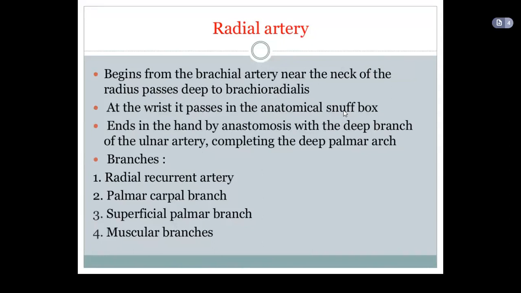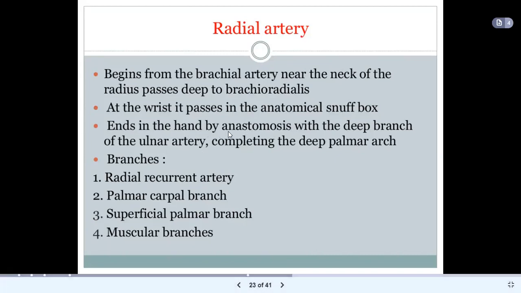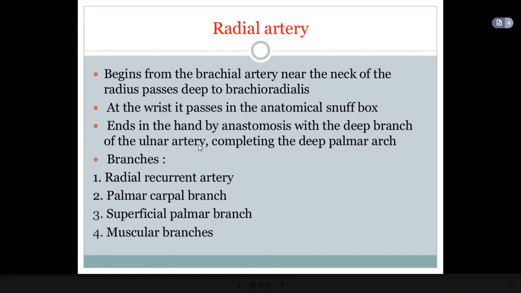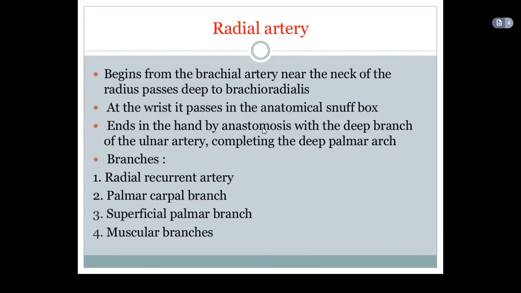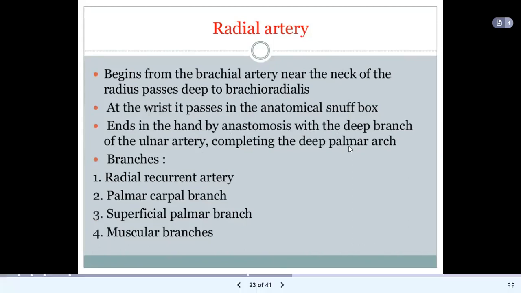The artery passes there, and it is around that place that we take the pulse, the radial pulse. So know that there is an anatomical snuff box around your wrist. So the radial artery passes through that anatomical snuff box. And then it ends in the hand by anastomosis with a deep branch of the ulnar artery. So the ulnar artery has a deep branch, which will anastomose with the terminal branch of the radial artery. And then they form what is called the deep palmar arch, which we will look at later.